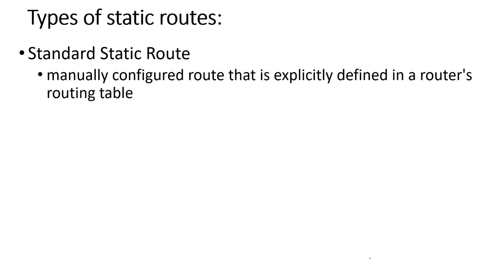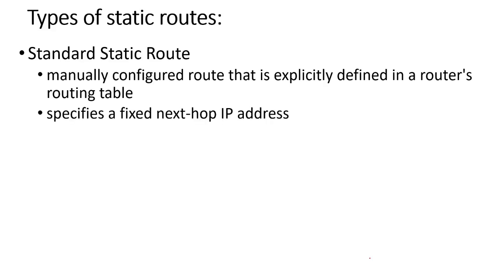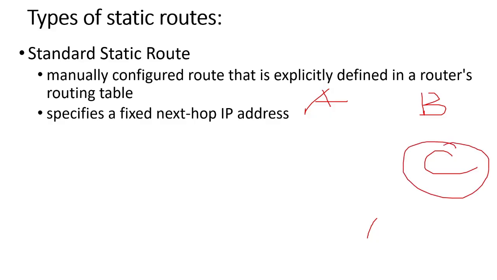First is the standard static route. This is a manually configured route that is explicitly defined in the router's routing table. This specifies a fixed next hop IP address, meaning if you want to access network C from A, this is the best path, and the IP address of the router is the next hop IP address.